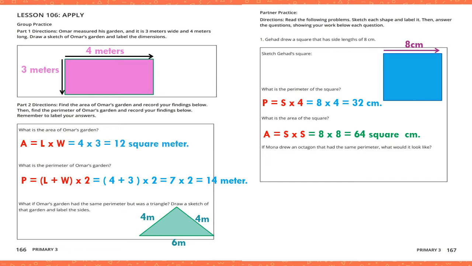If Mona drew an octagon that had the same perimeter, what would it look like? As we studied before, an octagon has 8 side lengths. So we will divide 32 by 8. 32 divided by 8 equals 4 centimeters. So each side in the octagon will be 4 centimeters.